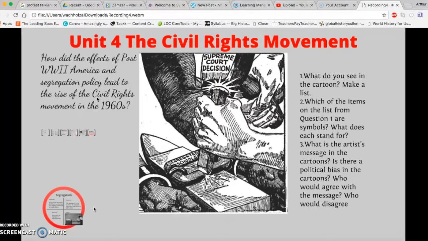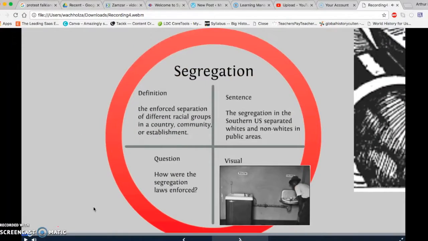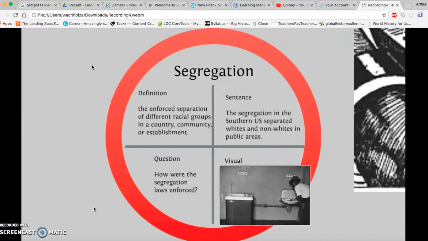So a lot of this comes as a result of the post-war world. A big part of what we're going to focus on is this idea of segregation. And segregation basically is the forced separation of different racial groups. It can also be different ethnic groups or, beyond racial, religious groups. So segregation itself was specifically in the United States based on race, mostly in the southern U.S., where we had this idea of de jure versus de facto segregation. And we'll get into more specifics about that.